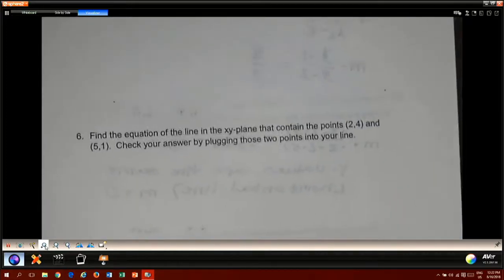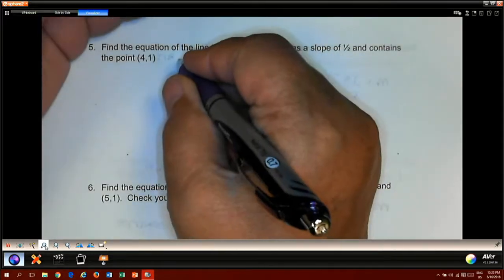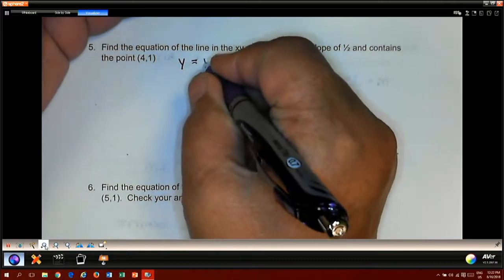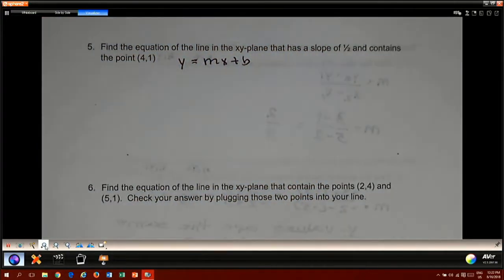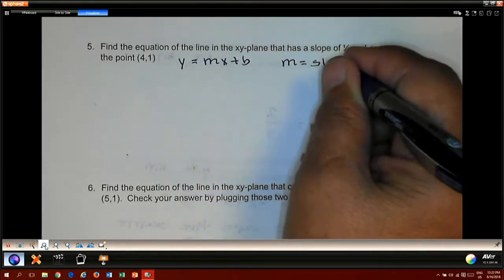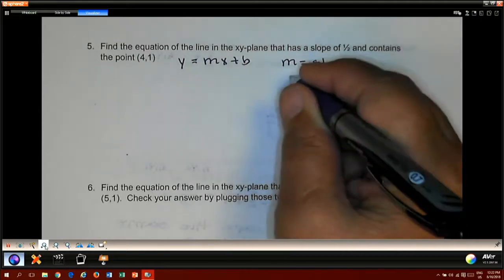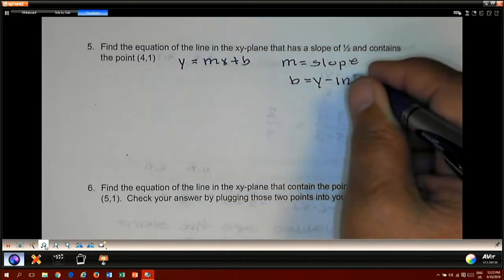So we want to find the equation, in the xy plane, of the line that has a slope of 1/2 and contains the point 4, 1. I have the equation of a line. It's y equals mx plus b, where m is the slope and b is the y-intercept.